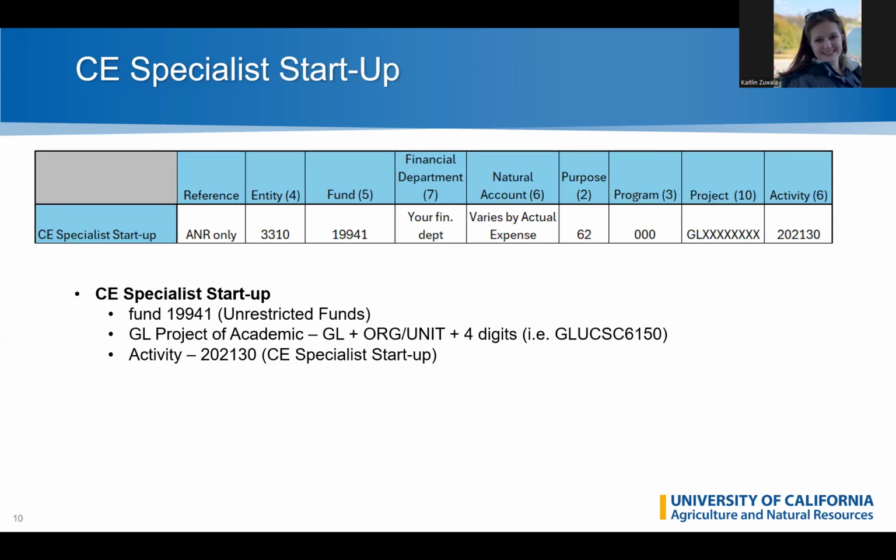CE specialist startup. So of course, entity 3310. The fund is 19941. These are unrestricted funds. Your financial department, your natural account, purpose of 62. Program is the default zeros. Your GL project number, and the activity code is 202130. That's the activity for CE Specialist Startup.